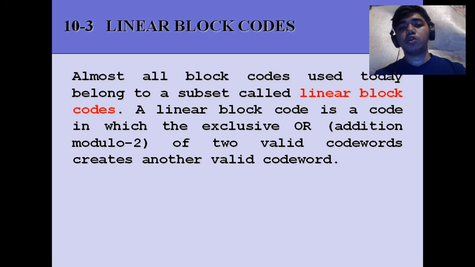Simply, a linear block code corresponds with an XOR gate, which has an output of 0110. For inputs A and B, 00 gives 0, 01 gives 1, 10 gives 1, and 11 gives 0. That is an XOR gate, which we will be using in a linear block code.